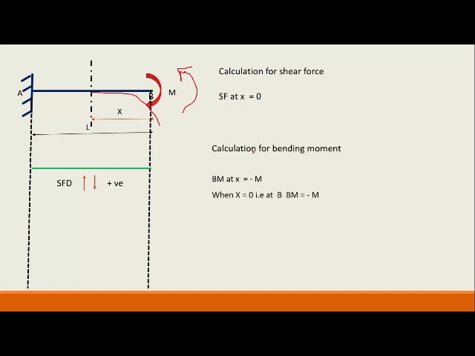At x equals to 0, BM is minus M, and at x equals to L, the BM is again minus M. That is, x equals to 0 means the free end at B, just left of B, and at A, both the values are minus M, because the equation is independent of x. So let us draw the bending moment diagram. It is looking like this, and as per the sign convention, it is negative.